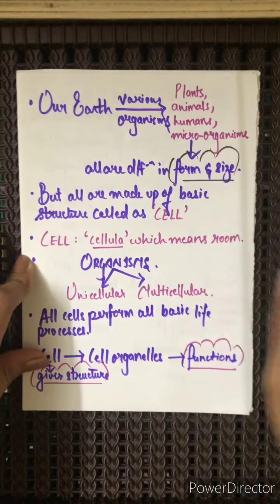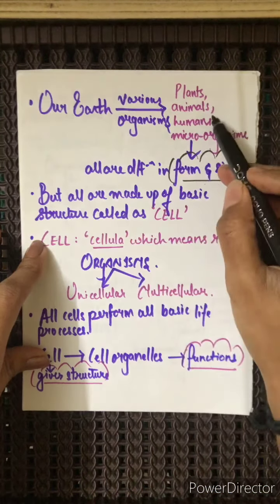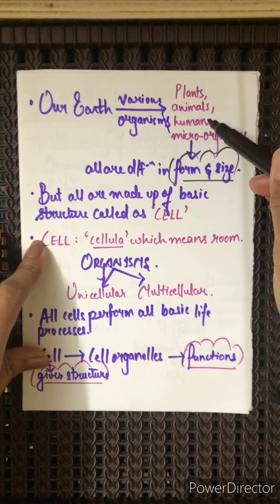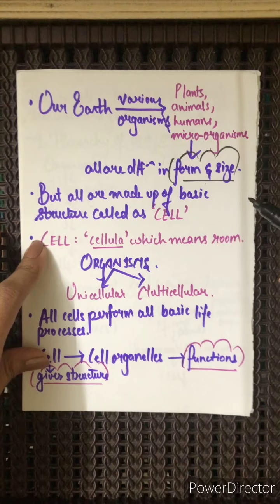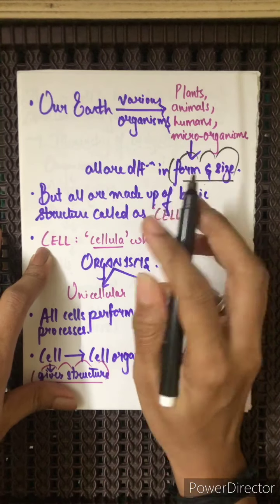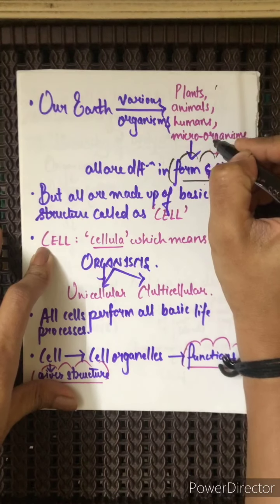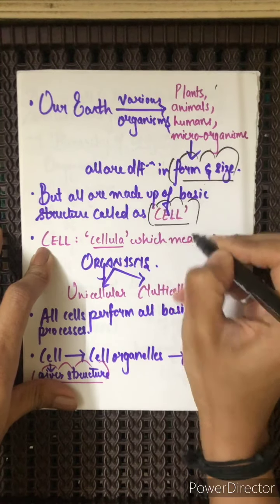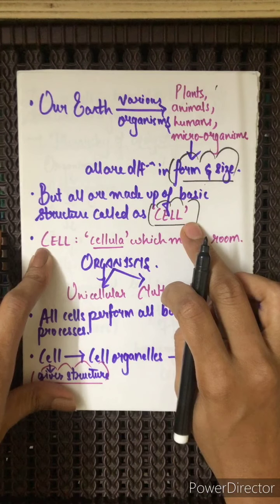But we all know that all of the organisms, whether it be plant, whether it be animal, either a human being or a microorganism, all of them are made up of a very basic structure, which is common to all of them. So that basic structure is nothing but the cell.